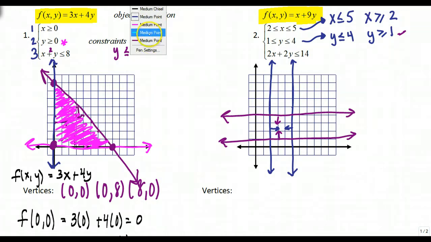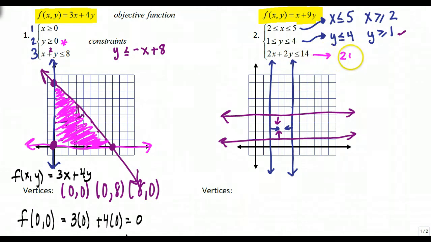The last part, oh, that's kind of hard to see. I'm going to use the fuchsia instead. I need to graph my last inequality. So I'm going to solve for y first. I have 2y is less than or equal to negative 2x plus 14. Divide everything by 2. Y is less than or equal to negative x plus 7.